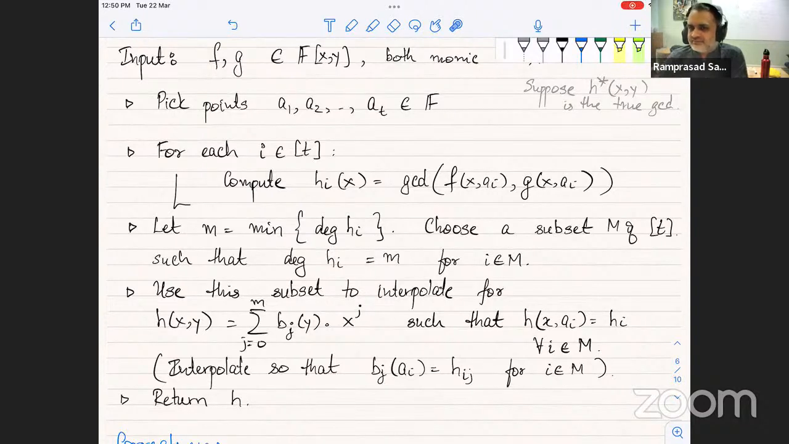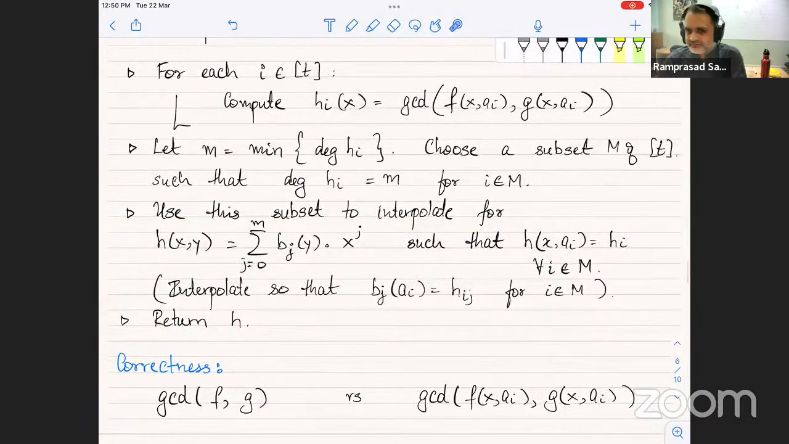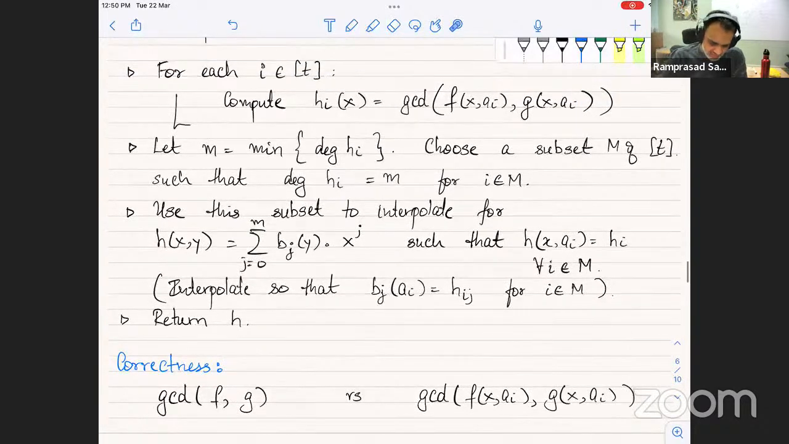Okay, so let's see the correctness. I basically want to understand the following question. What can I say about the true GCD of f comma g versus the GCD of f of x comma ai and g of x comma ai? What can happen? Can I say that one of them must always be greater than the other or something of that sort?